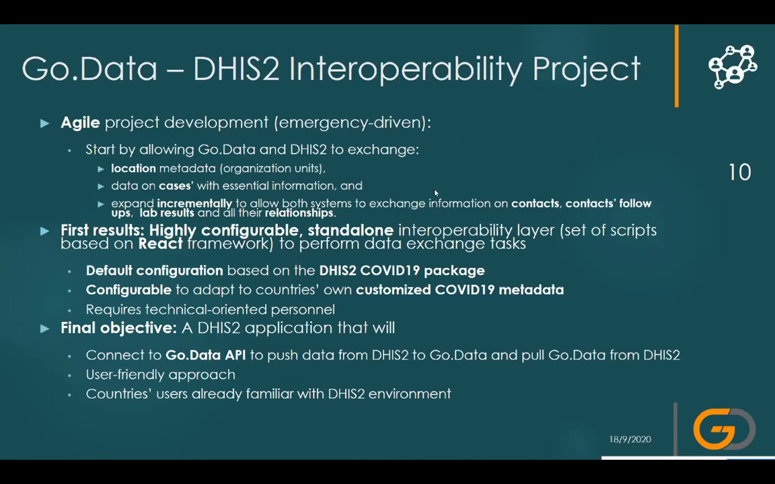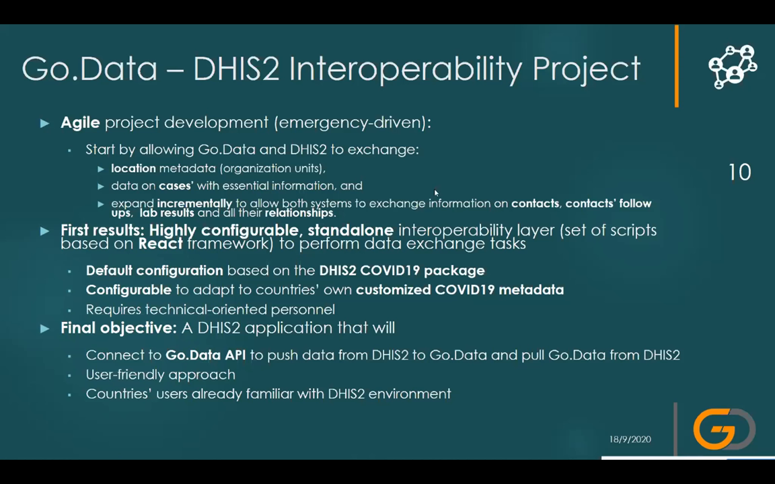Since it's an emergency project, we were applying very strong agile project development. This was the overall goal that I mentioned before, but we had to go step by step. We started by allowing GoData and DHIS2 to exchange, for example, location metadata in terms of organization units, and also the main essential information on the cases between these two instances. And then with this first step implemented, we started expanding incrementally to allow other kinds of information to be exchanged between the systems, like contacts, follow-ups, lab results, and also the relationships inside the systems.